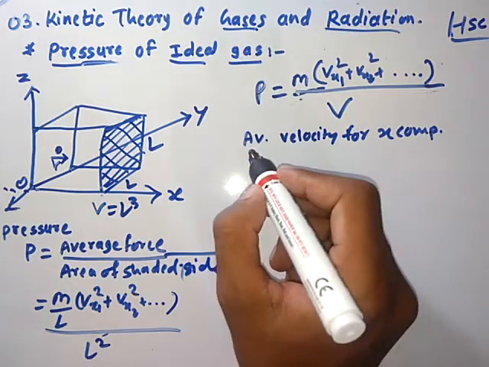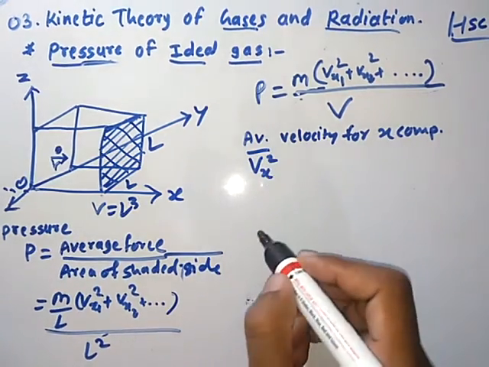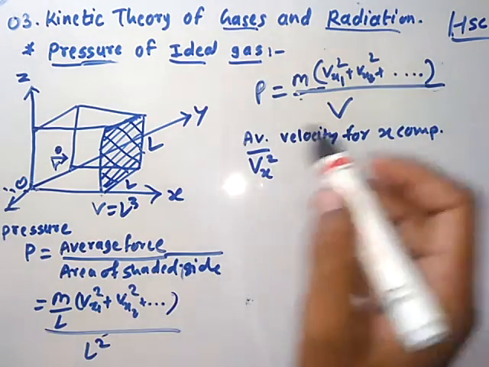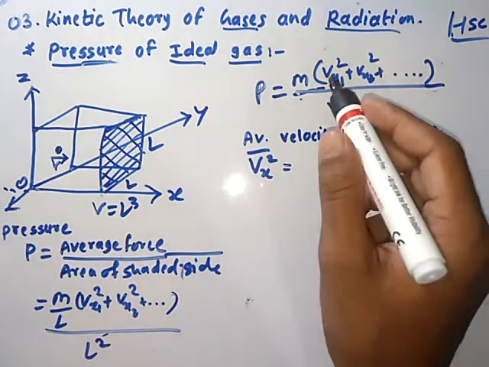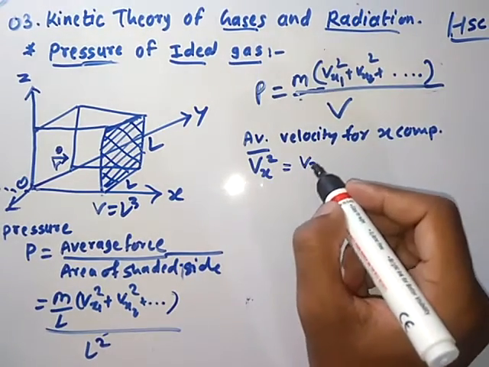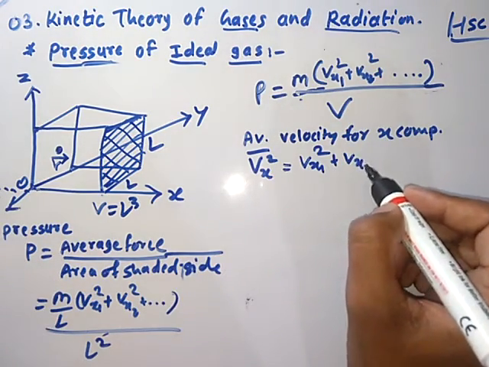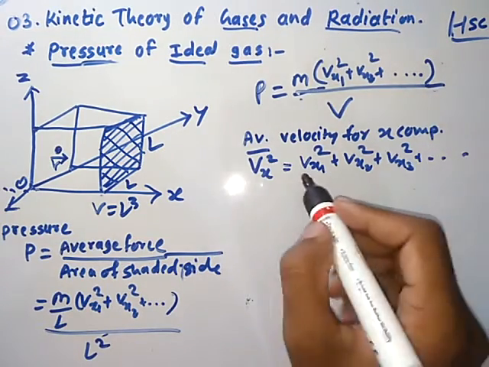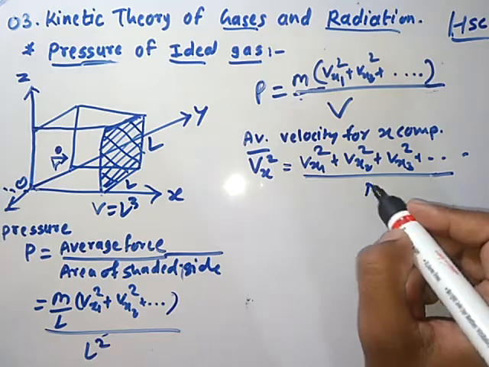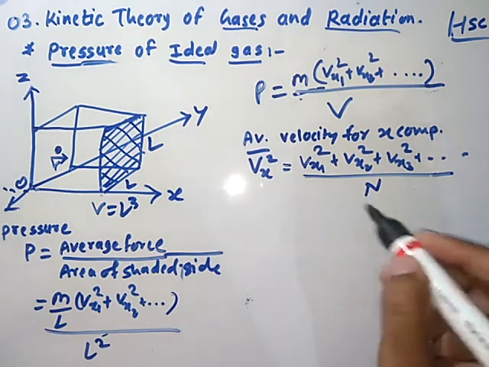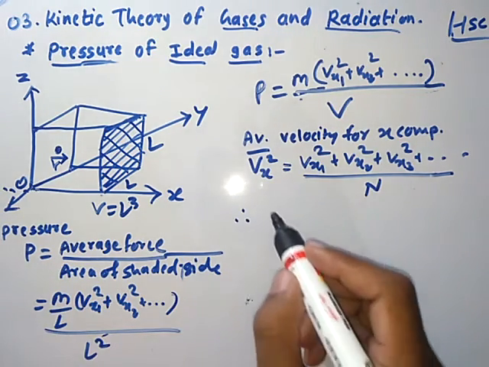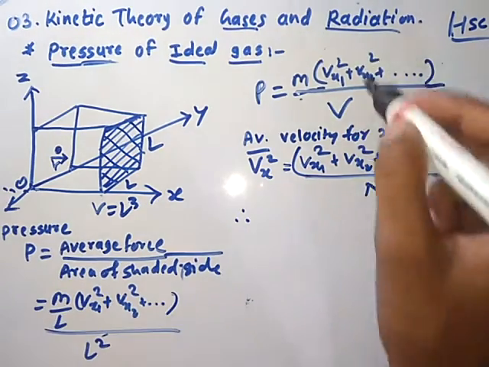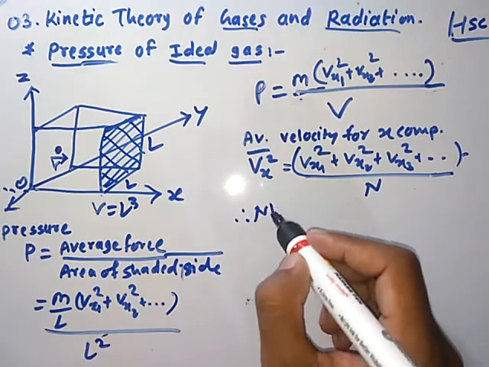that average velocity is known as vx bar square. Here it is not 1, 2, 3 because it is the average for all the particles moving along the x-axis. So it is the summation of all these quantities, that is vx1 square plus vx2 square plus vx3 square and so on, divided by the total number of particles or molecules, that is capital N. So for this quantity we have N into vx bar square.